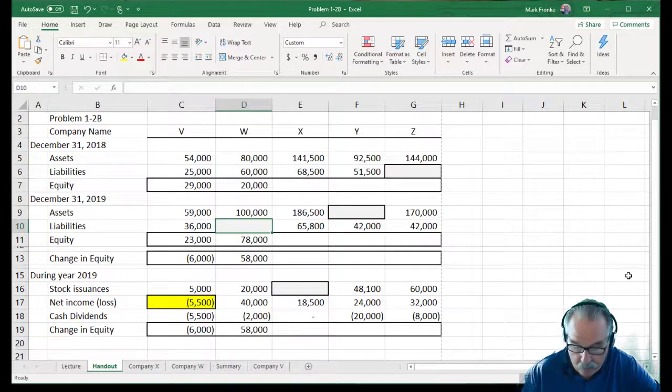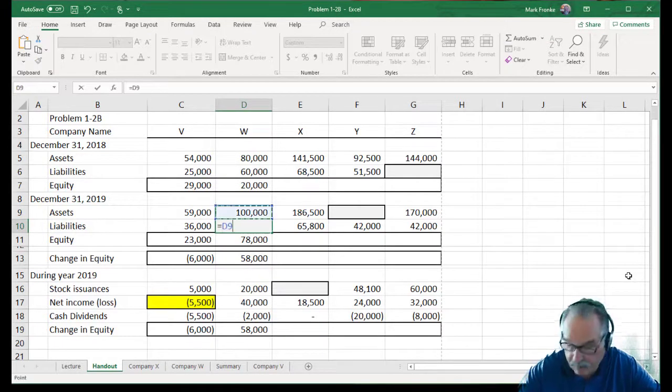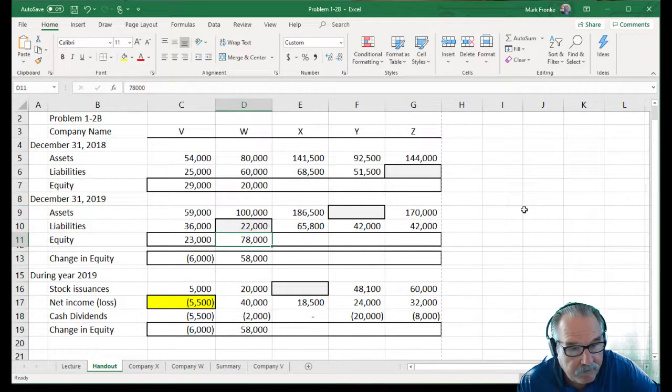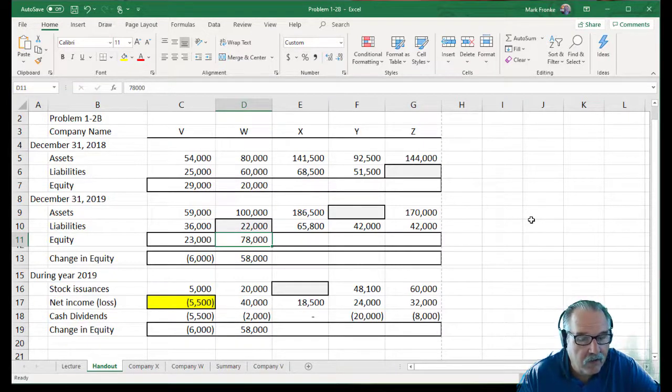And now we can figure out what liabilities is by subtracting equity from assets. And that means that the ending liabilities is $22,000. It's like a puzzle, all the pieces have to fit together.